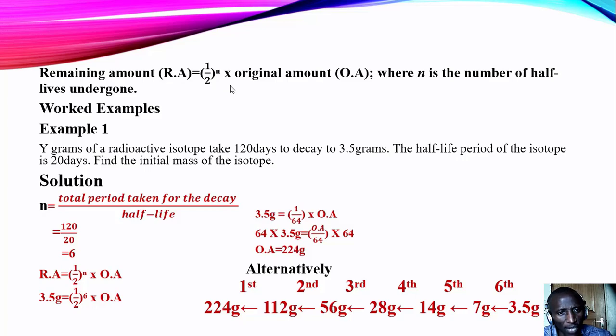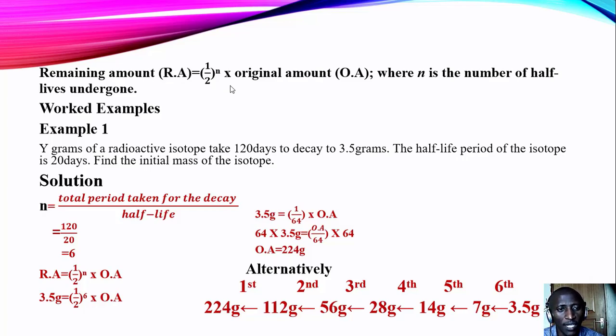I'd like us to look at the common formula for relating the remaining amount of a radioactive material to the half-life and to the original amount. We normally give it as remaining amount is equal to (1/2)^n times the original amount, where n is the number of half-lives undergone by that material. Here we have some worked out examples.